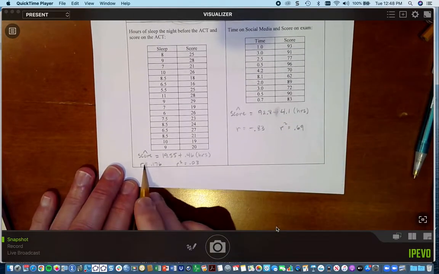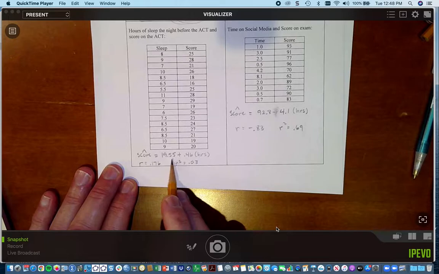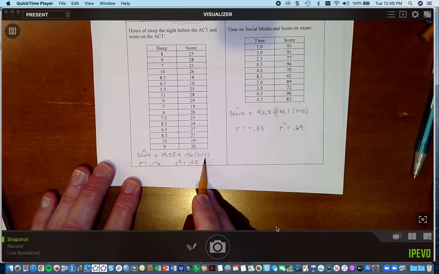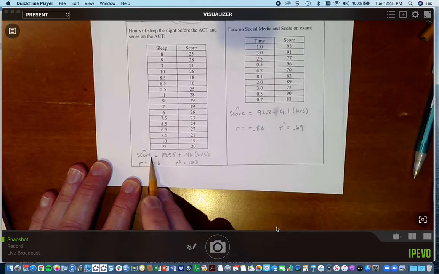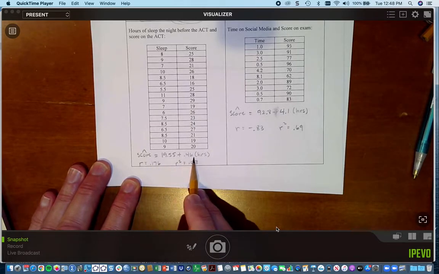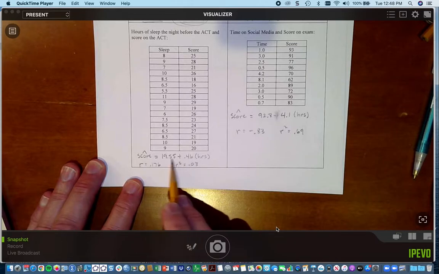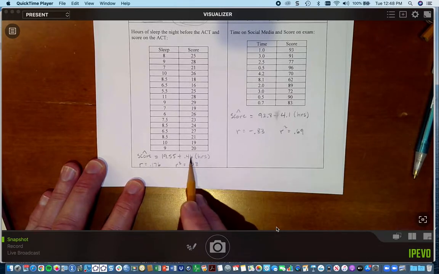And so for this one, I get an equation that is score equals about 19.55 plus 0.46 times number of hours of sleep. Okay, so I think this one does have some meaning here. The 0.46, I'm going to say, is about a half. So I'm going to say that the model predicts that for each additional hour of sleep you get, your score will increase by about 0.46 points. So about a half a point per hour of sleep.